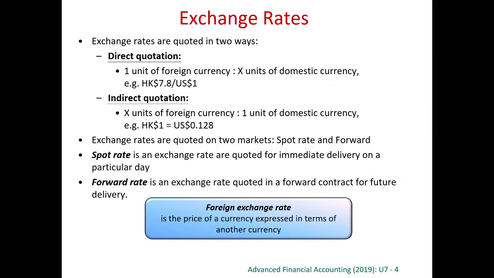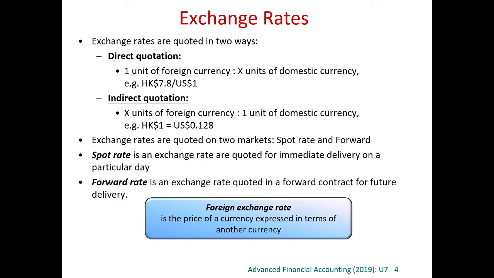So exchange rates are quoted in two possible ways. The first one is the direct quotation, where we define 1 unit of foreign currencies equals to how many units of domestic currency. Say for example, we can say Hong Kong dollar 7.8 equals to US $1.